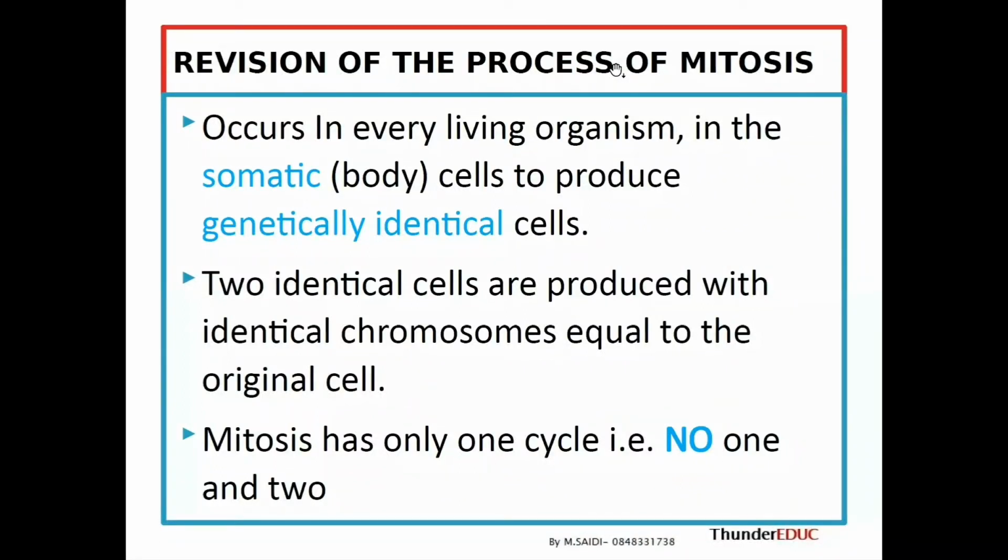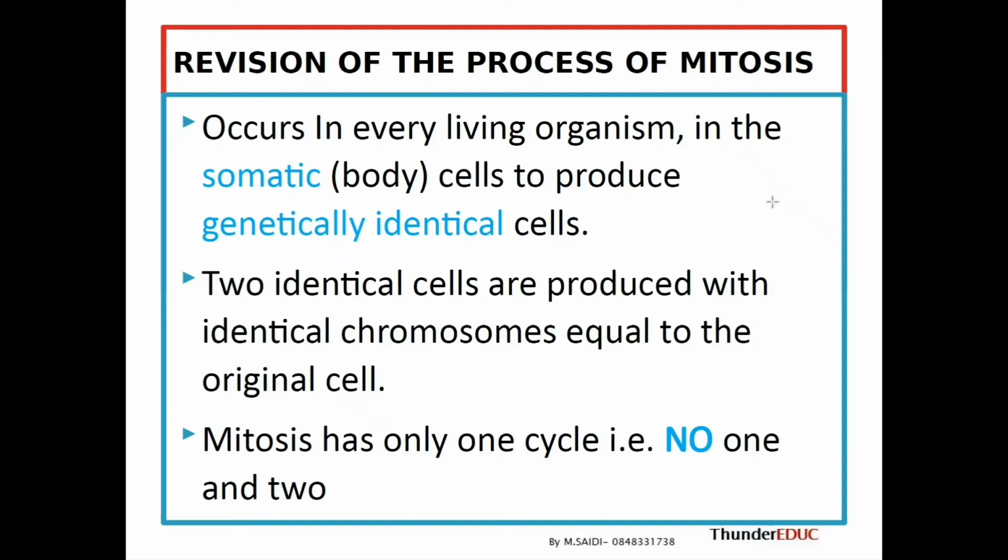Remember that mitosis is the topic that you dealt with in grade 10. Now, mitosis occurs in every living organism in the somatic body cell to produce genetically identical cells. Mitosis only works with body cells, not with sex cells. Body cells, we also mean somatic cells. Now, two identical cells are produced with identical chromosomes equal to the original cell.